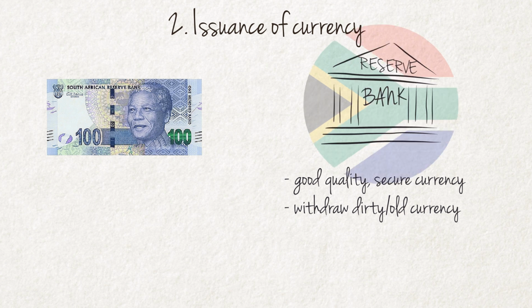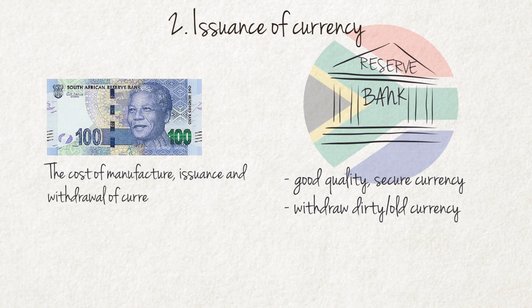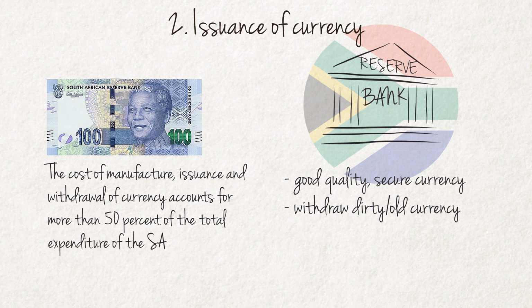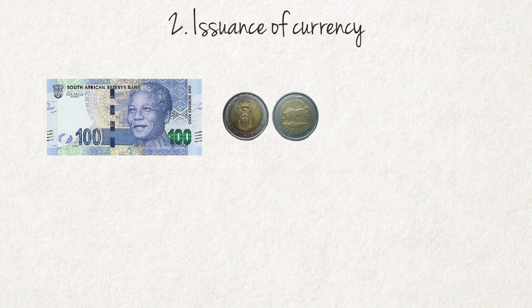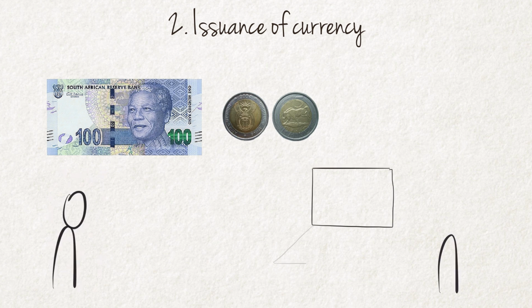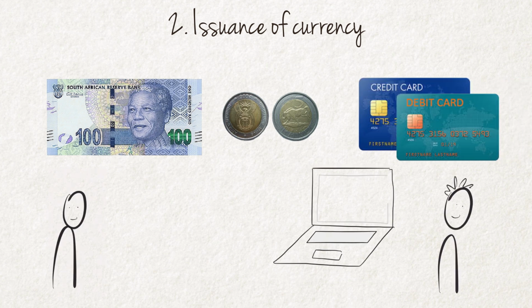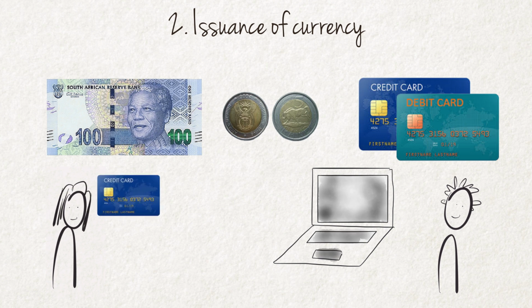This is also a costly exercise. About 1/3 of the staff of the South African Reserve Bank works in the central bank's distribution and withdrawal function. The cost of manufacture, issuance, and withdrawal of currency accounts for more than 50% of the total expenditure of the South African Reserve Bank. Banknotes and coins are not the only way in which transactions can be concluded. A common alternative is the use of debit and credit cards and internet payments. For these transactions to be successful, money must flow from the account of the purchaser or payer to the account of the seller or recipient.